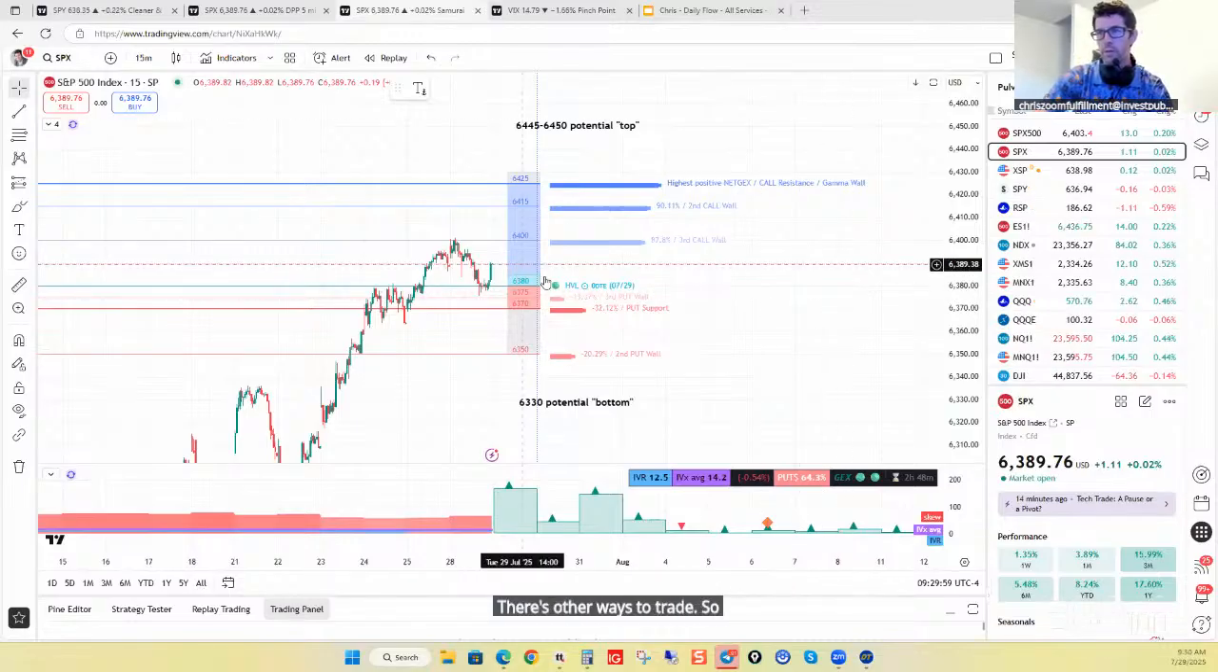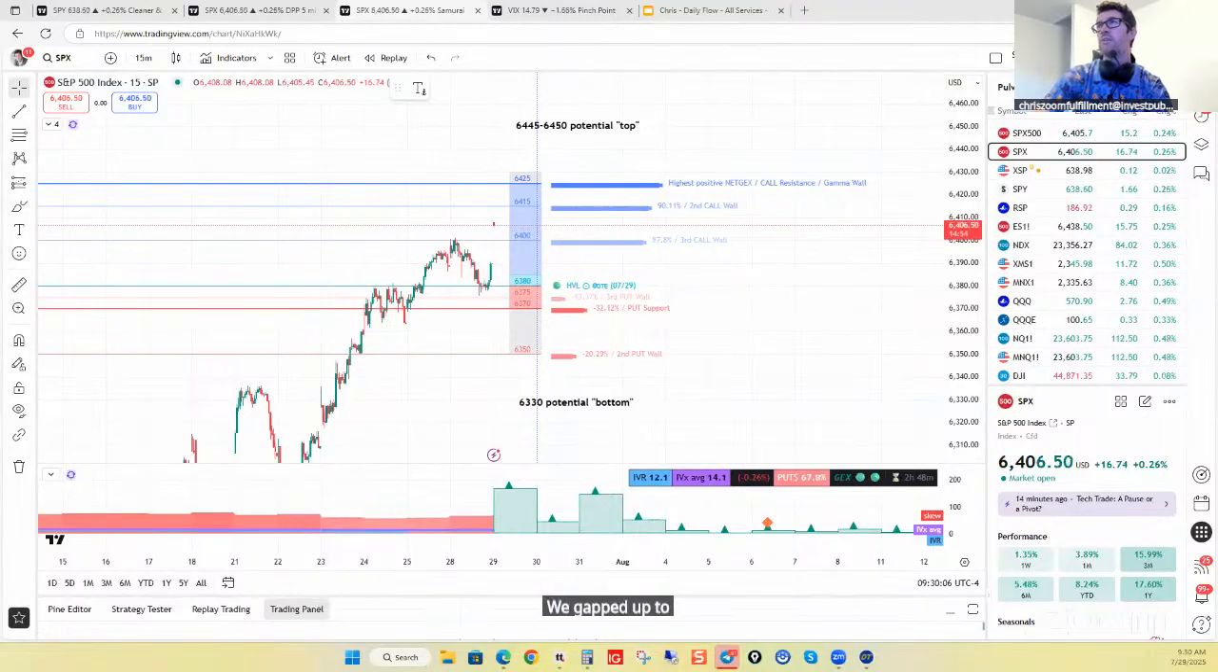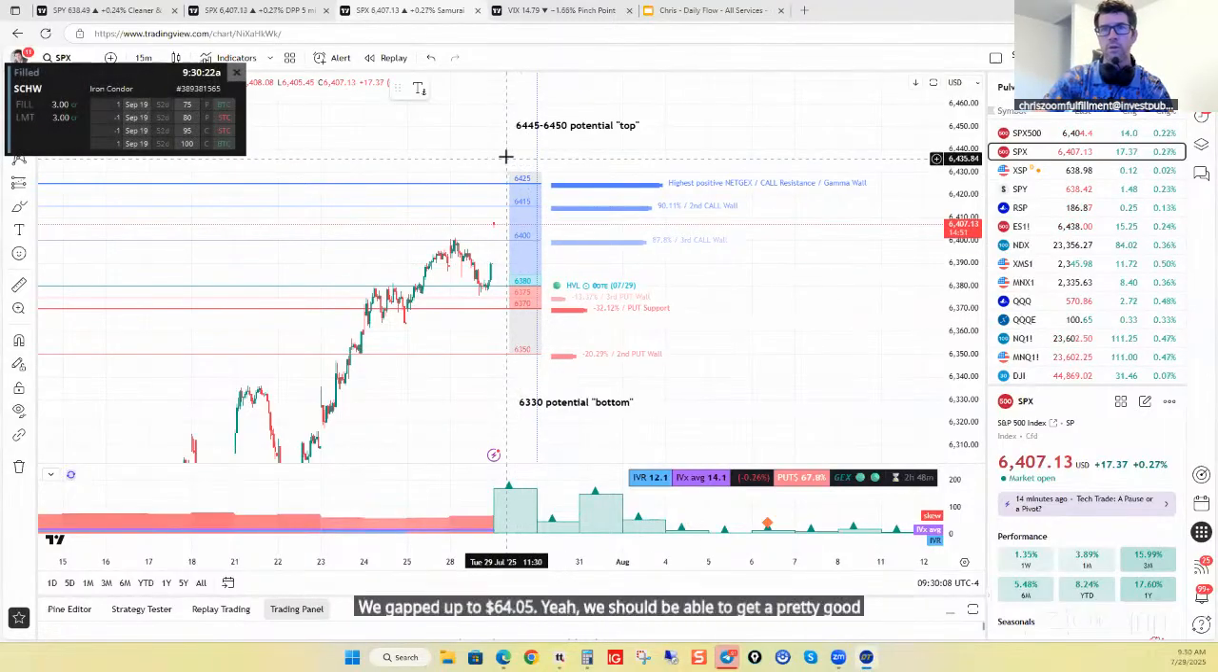So we're opening up here, 6389.76. SPY should be up a couple of cents as well. We gapped up to 6405. Yeah, we should be able to get a pretty good fill here.